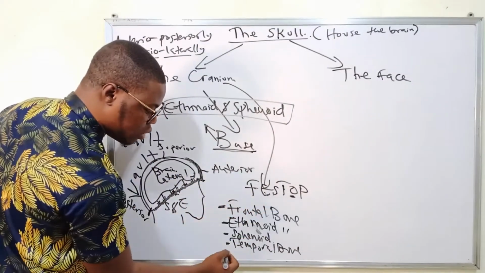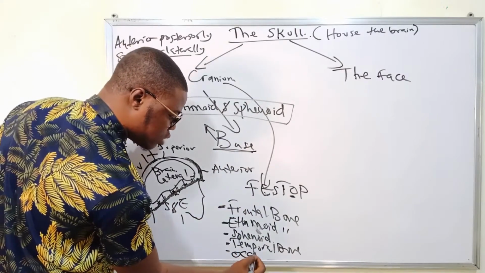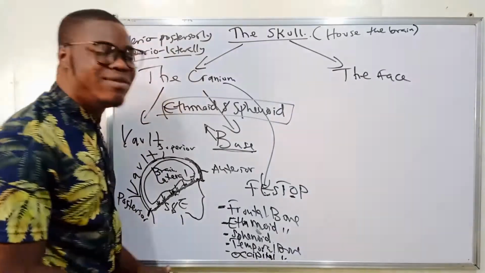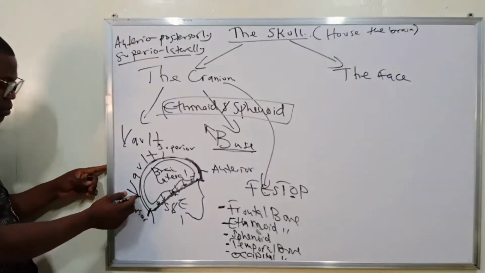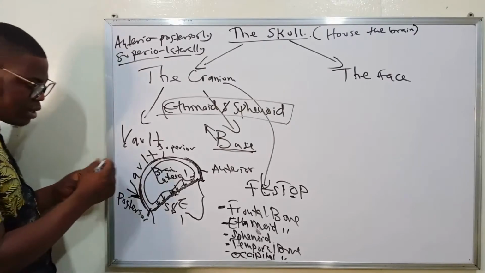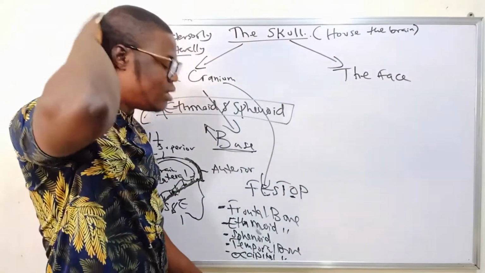The O. The O is the occipital bone. You can also call it occiput. So where is the occipital bone? The occipital bone is covering the brain posteriorly, so at the back. So just right here, this is the occipital bone.